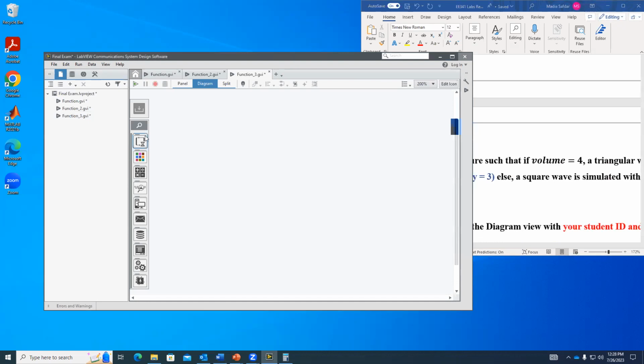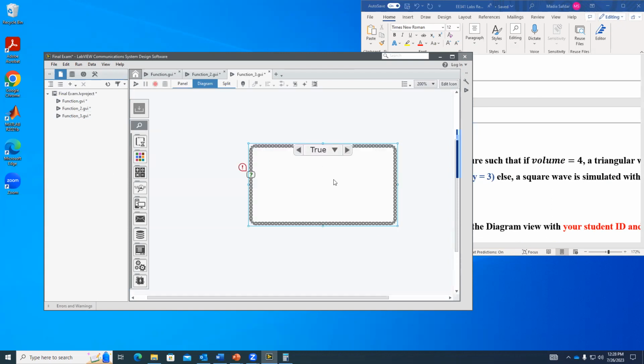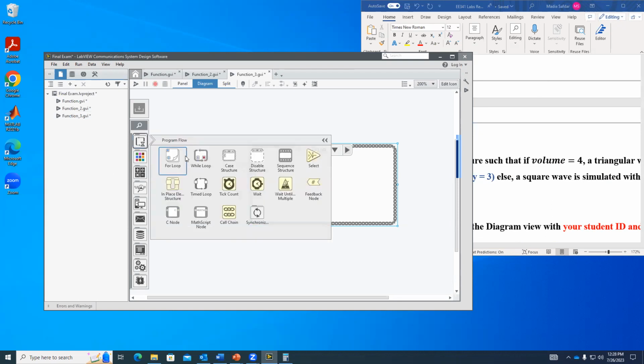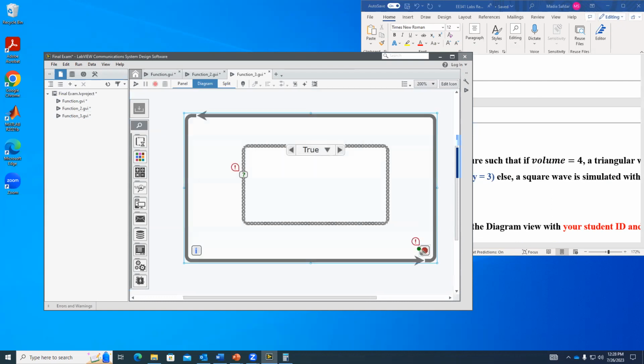So first of all, you will go to case structure. You will bring case structure. And now when you have case structure, you want this continuous operation using a while loop. So you will bring a while loop. When you have the while loop, immediately you have to choose this second indicator, stop. You will put your condition here, you will put your wave here, and here you will put your graph.